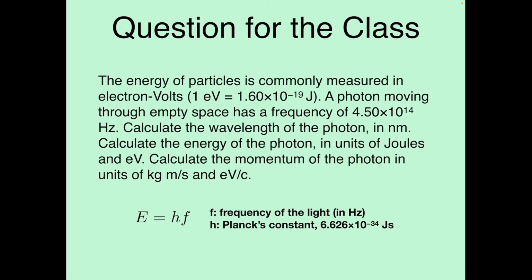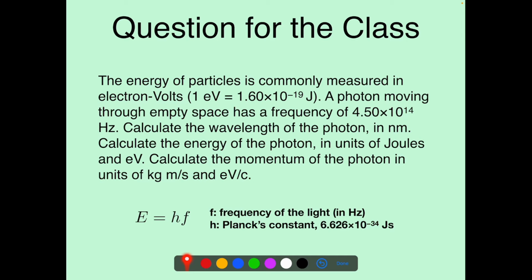Okay, so let's say we have a photon, which is moving through empty space, which has a frequency of 4.50 times 10 to the 14 hertz. First, let's calculate the wavelength of this photon in nanometers. Then let's calculate the energy of this photon, both in units of joules and electron volts. And then finally, let's calculate the momentum of the photon in units of kilograms times meters per second, the SI unit of momentum, and then also electron volts divided by c.